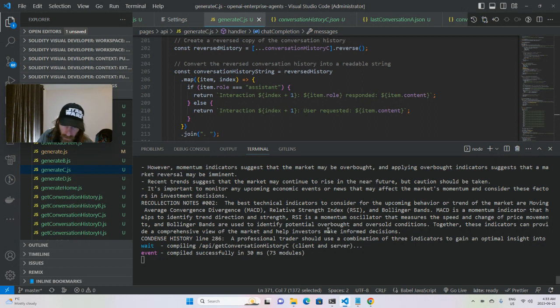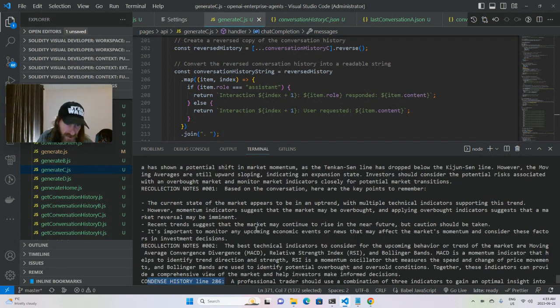So I take these two and then I condense it into this. A professional trader should use a combination of three indicators to gain an optimal insight. But it's missing a piece here. Usually it's longer than that. It sometimes, you know, just stops. But you know how it is with ChatGPT. You just got to redo it sometimes.